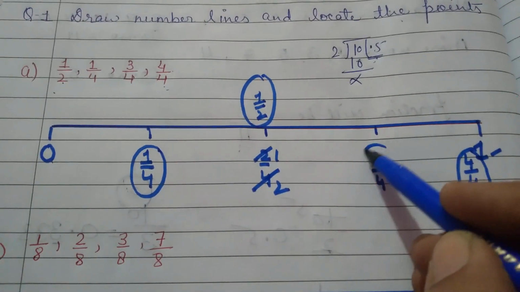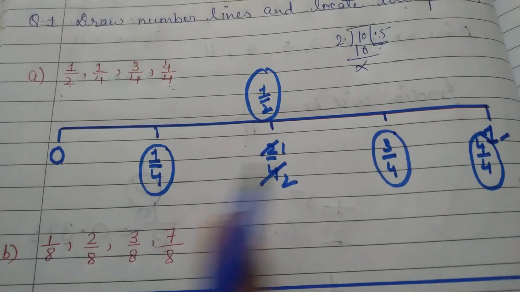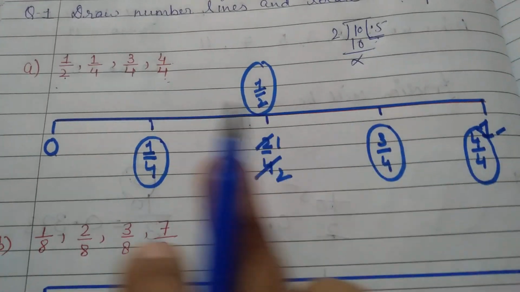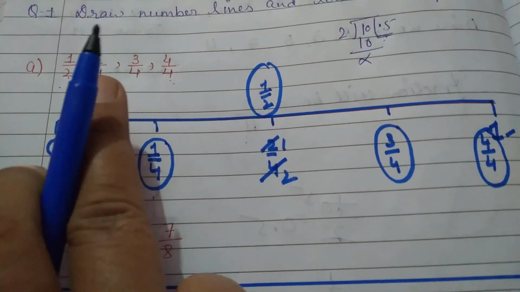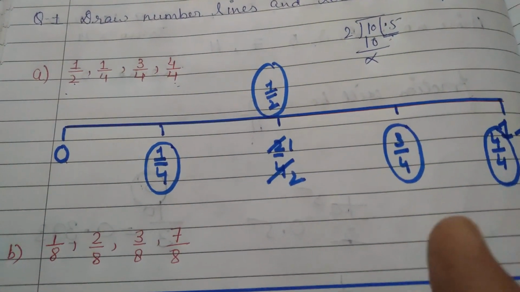And next, 3 by 4. So in this way we have to manage the number line. First of all, we have to see whether the given fraction is more than 1 or less than 1.